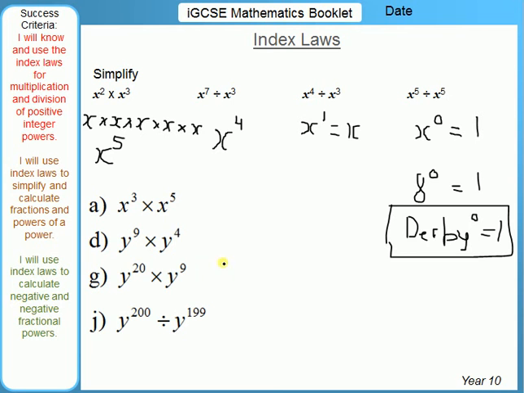Okay, hopefully you got the answers I will give you. So we have x to the power of 8, y to the power of 5, y to the power of 29, and finally this is y to the power of 1, which is the same as y. Notice the letter does not matter, x, y, d and so on, as long as you use the power laws correctly.